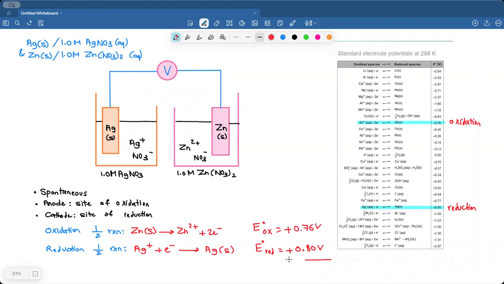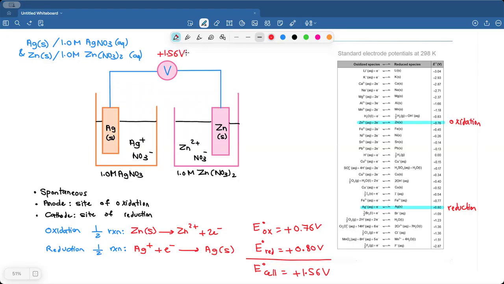And after this reaction takes place, the E of the cell, which is the overall voltage of this cell, is going to be found by adding the voltage of the oxidation and the reduction, which ends up being positive 1.56 volts. And the fact that it's a positive number shows us that the reaction is spontaneous. So that's what the voltmeter will show at the end of this reaction.